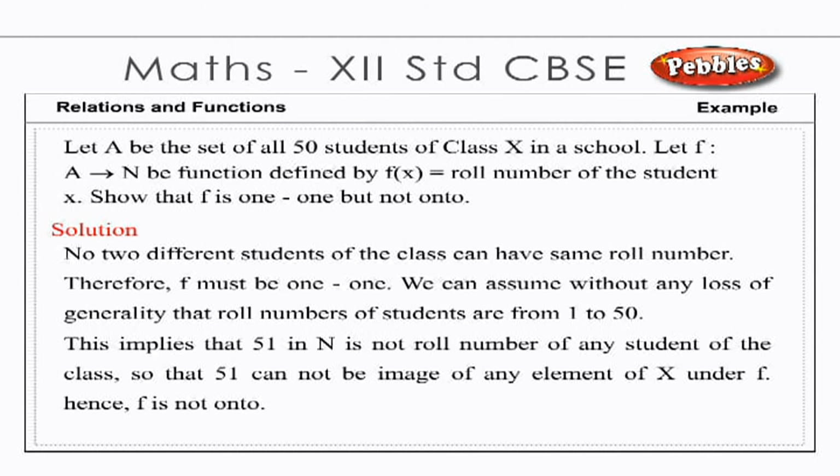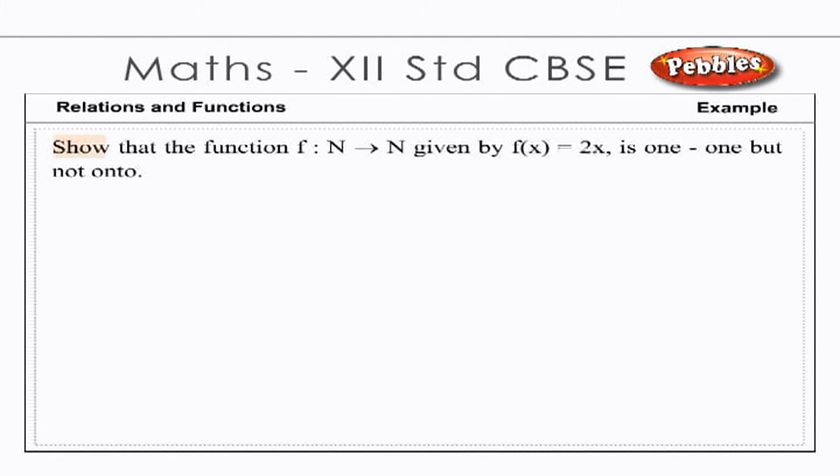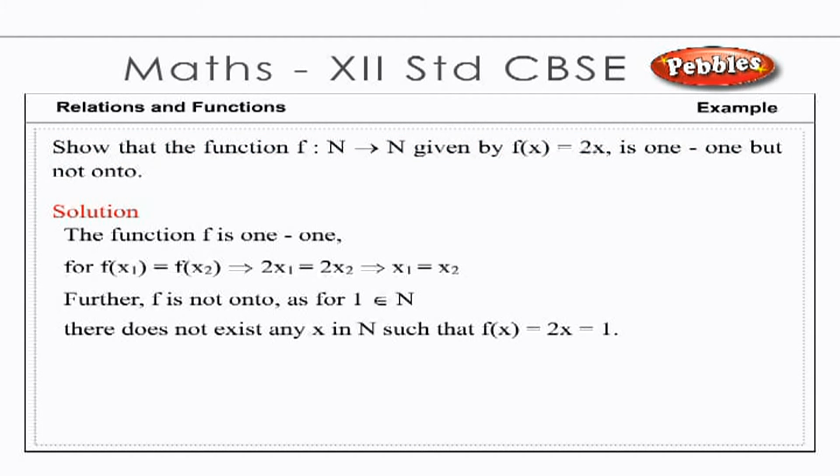Hence, f is not onto. Example. Show that the function f: N → N given by f(x) = 2x is 1 to 1 but not onto. Solution. The function f is 1 to 1, for f(x1) = f(x2) implies 2x1 = 2x2 implies x1 = x2. Further, f is not onto, as for 1 belonging to N, there does not exist any x in N such that f(x) = 2x = 1.